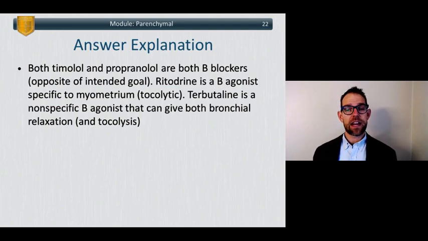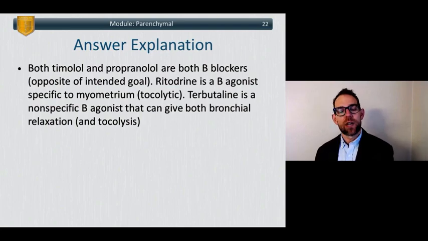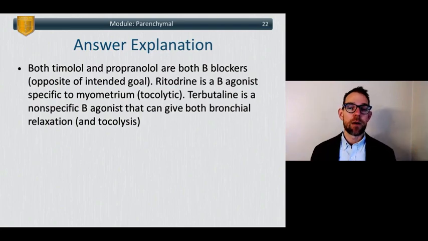Terbutaline is the correct answer here. It is a nonspecific beta agonist. It can give both bronchiolar relaxation or it can give myometrial relaxation and tocolysis.